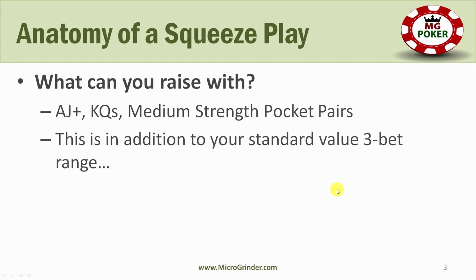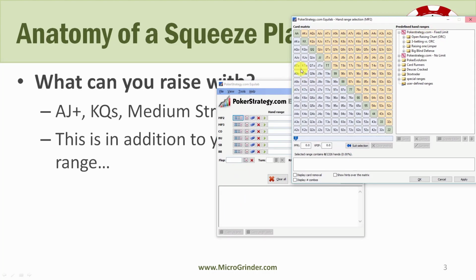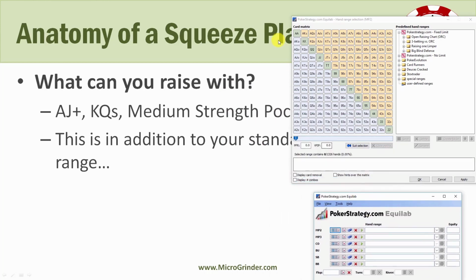Okay, so what can you raise with? Well, it's fairly simple. You're just going to take your standard value 3-betting range and widen it a bit. I put an example of what it might look like, and let me actually pull up Equilab. And let's say this is our standard 3-betting range. We just want to widen it up a bit.